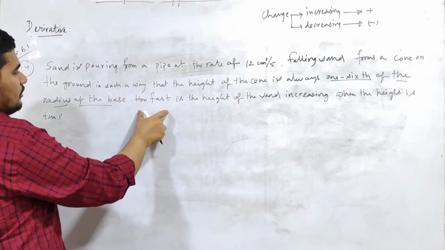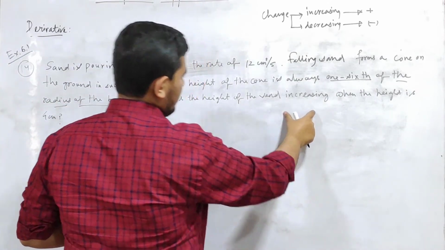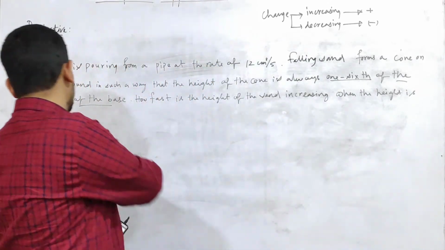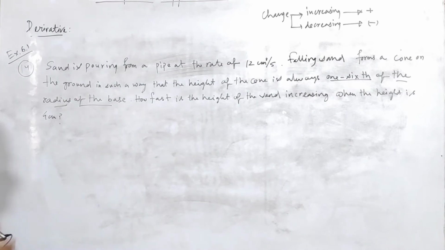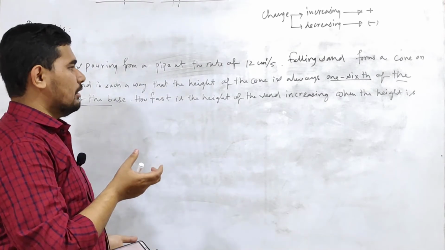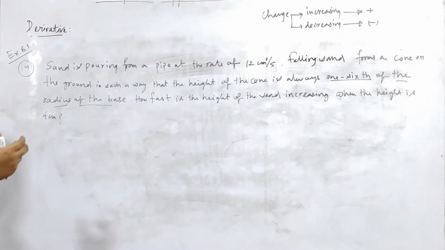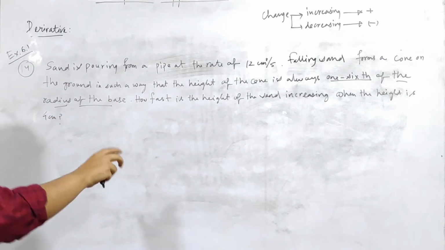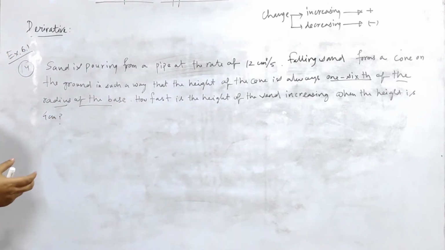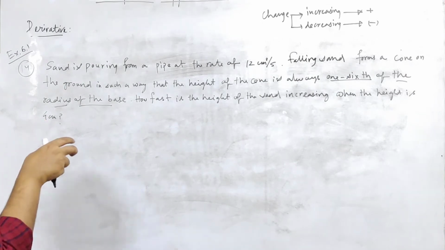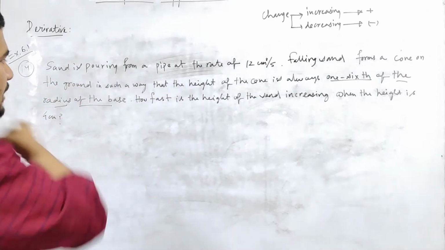So they are asking how fast is the height of the sand increasing when the height is 4 centimeter. When we solve this kind of problem, our concept becomes clear. But from this line, we need to deduce the mathematical expression to find out the derivative, as this is a problem of application of derivative.